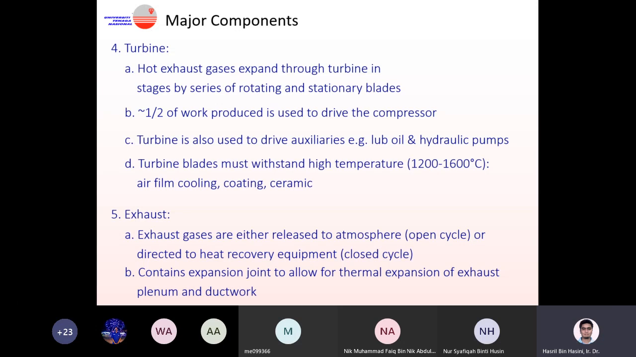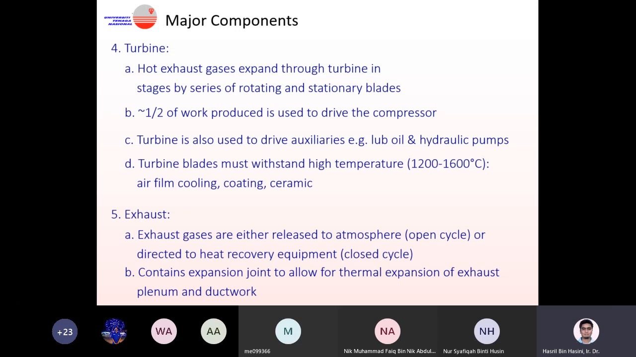For the turbine, the one that drives the turbine is actually the hot exhaust gas. It expands through the turbine and drives the turbine, so energy has been converted into rotational movement. You might have a series of rotating and also stationary blades, just like a steam turbine.